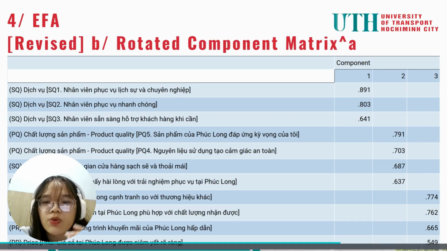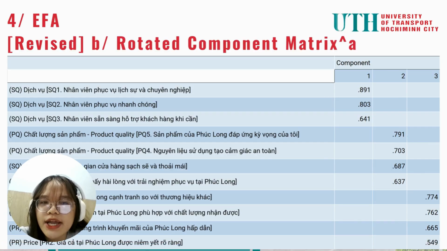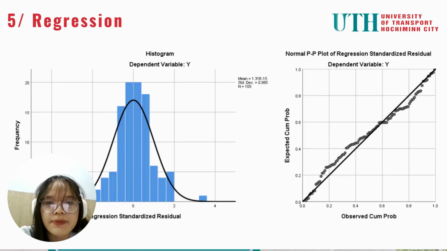So overall, the revised structure was really clear. However, there was still some overlap between the service experience and product quality related experience. So the EFA result must be interpreted with some caution, I would say.